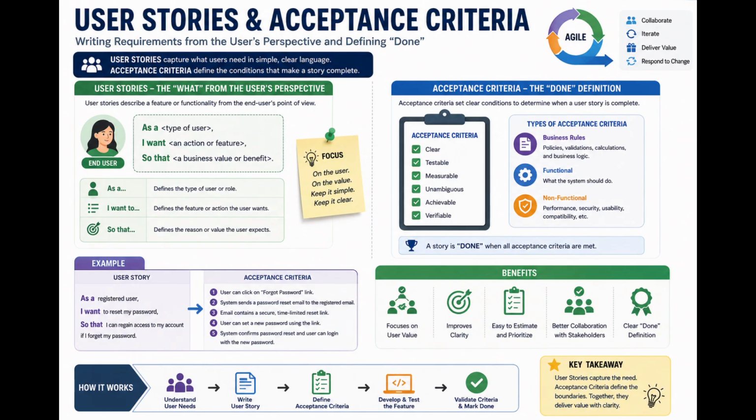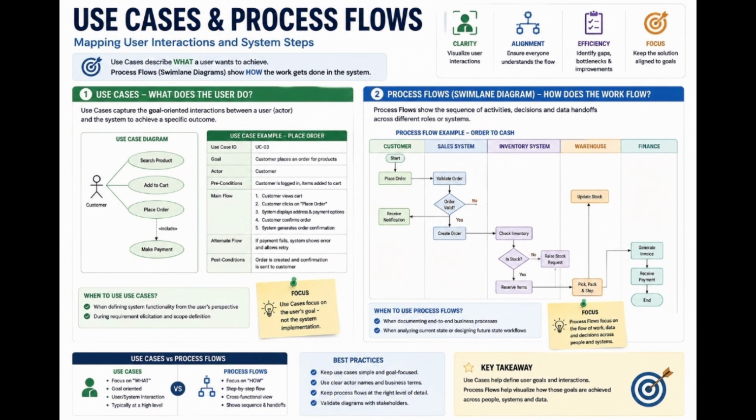User stories and acceptance criteria. For agile environments, we explore how requirements are written from the end user's perspective using the standard format, as a, I want to, so that. We also cover how acceptance criteria define the boundaries of a user story and establish when a feature is officially done.